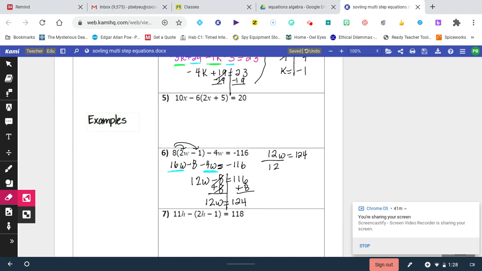Let me go back and look at this. Oh, okay. Never mind. I see where I made a mistake. I made a mistake, guys, because I know that wasn't working out. It's negative 116. I wrote 116. That's my fault. I'm sorry. Some of you probably caught it when I was doing the video, because that's going to be negative 108 then.